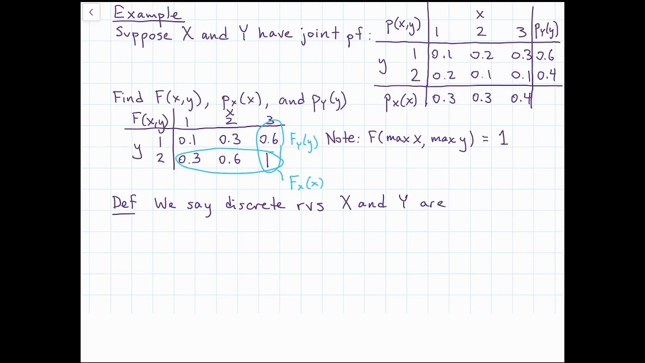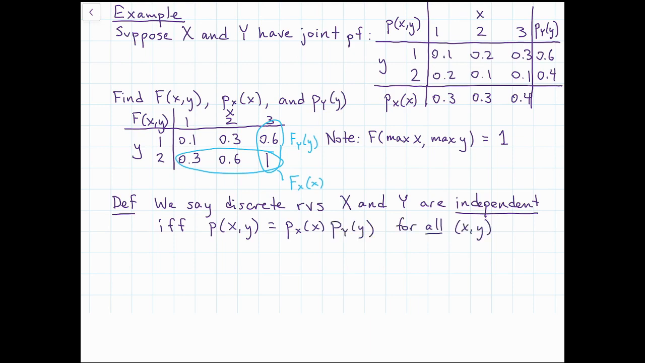Now we can talk about independence. We say that discrete random variables x and y are independent if and only if the probability function for the two random variables together, that joint probability function, is equal to the product of the marginal probability functions for all xy in the joint range. Let's look at this example. Can we determine whether they're independent? Well, p of 1, 1 is 0.1, but p sub x of 1 times p sub y of 1 is not equal to that.